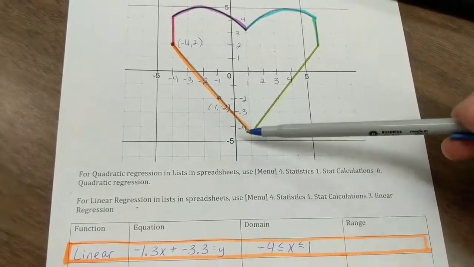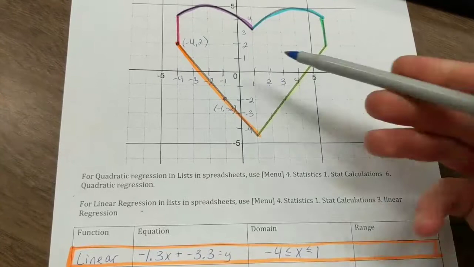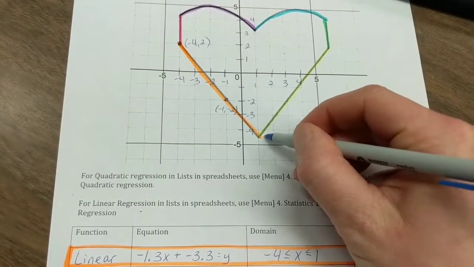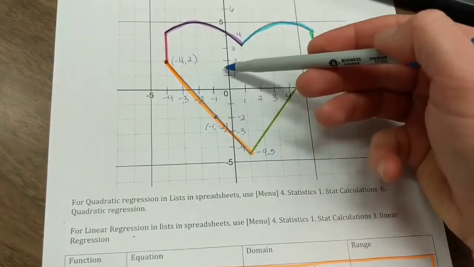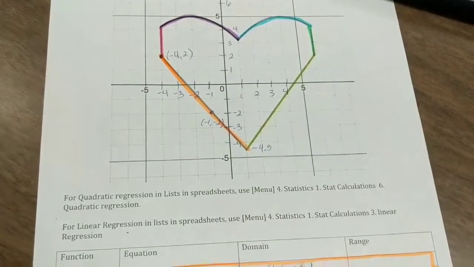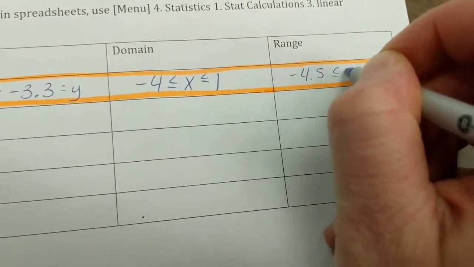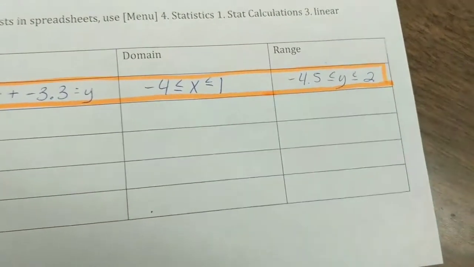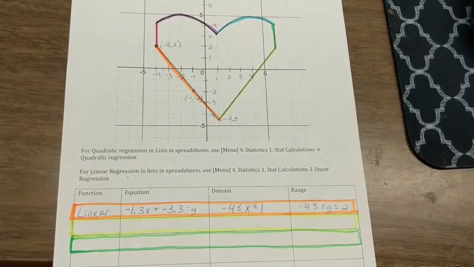Then we're going to look for the range, so bottom to top. The lowest point is somewhere between -4 and -5, so I would say that's maybe -4.5. And then the highest value is going to be at 2 at that point. So our range will be -4.5 less than or equal to y, less than or equal to 2. I'll let you guys pause it while you figure out the yellow equation.